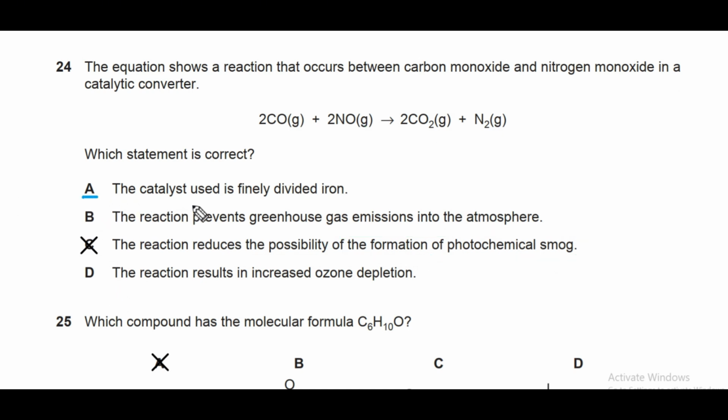A is wrong. The catalyst used is finely divided iron. This is wrong. The reaction prevents greenhouse gas emission into the atmosphere. No. The reaction results in increased ozone depletion. No. Not increase, decrease, because NO decreases, so depletion of the ozone layer decreases, not increases.